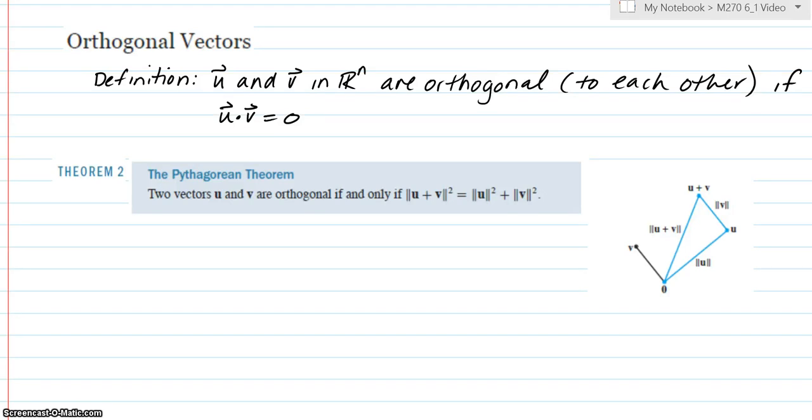Hello again. In this video, we're going to talk about orthogonal vectors. The definition of two vectors that are orthogonal to each other, u and v in Rn.